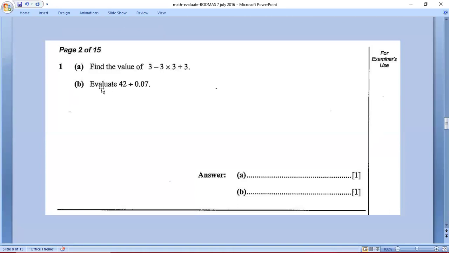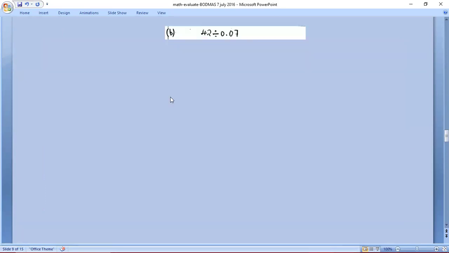Part B says evaluate 42 divided by 0.07. Evaluate simply means find the value of, so just do the operation. Here it's division. So how are we going to do this? This is a decimal number, so what we want to do first is to convert this decimal number into a fraction.